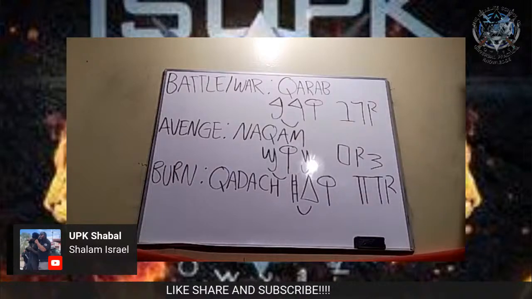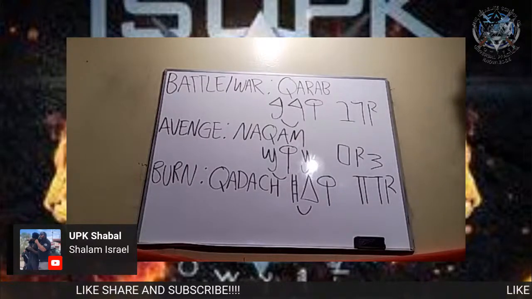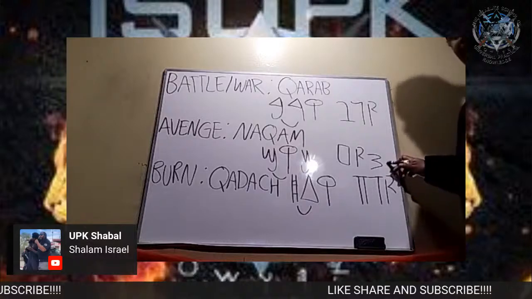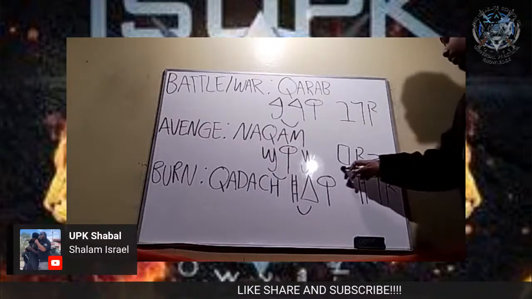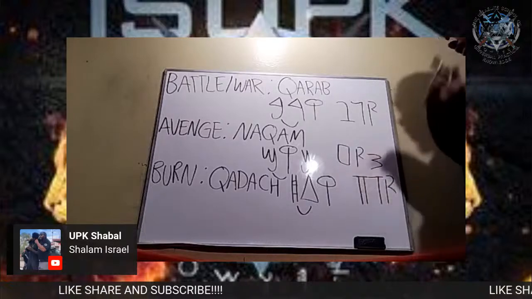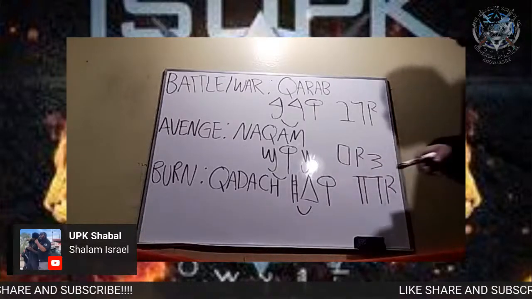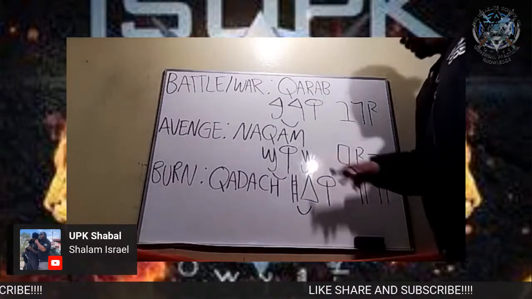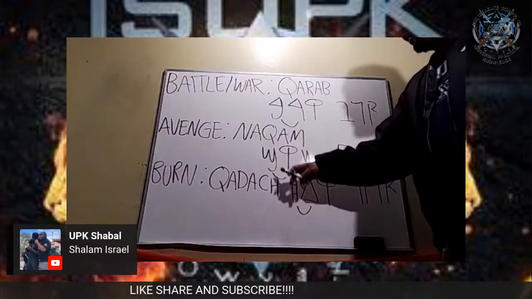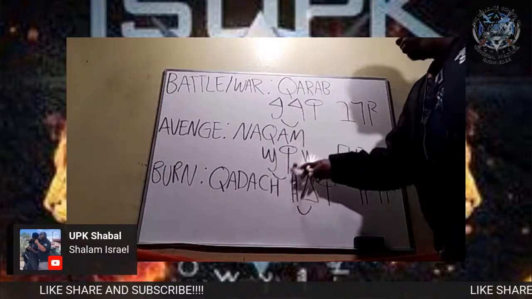Next, we have avenge, which is Naquam. Right here, your Assyrian spelling for Naquam. Na, Qua, and Ma characters. All right. To the left of that, the ancient. Naquam. The Qua and Ma characters connect or mesh together.